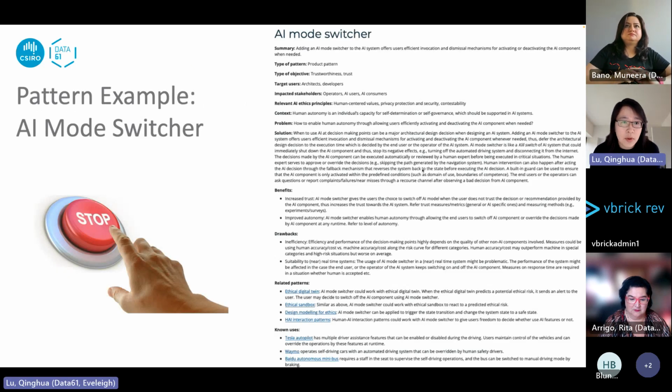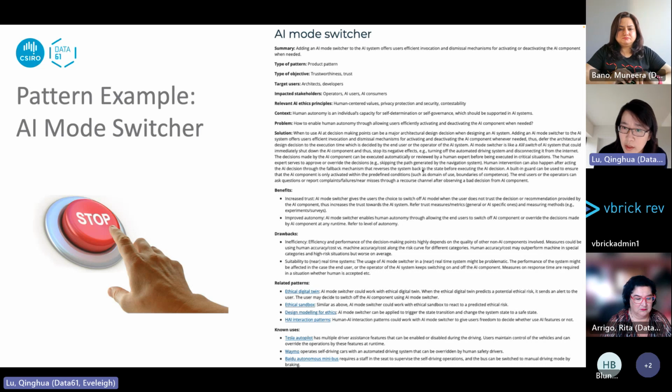And here is an example of the pattern called AI mode switcher. You can see every pattern starts from a very brief summary of the pattern. Then we explain the type of the pattern. This pattern is a product pattern. Then we also explain the type of the objective, whether it's designed for improving trustworthiness or trust, and who the target users are. For this pattern, they are architects and developers. We also explain who is impacted by this pattern, the relevant AI ethics principles, the context, and the problem and solution details.